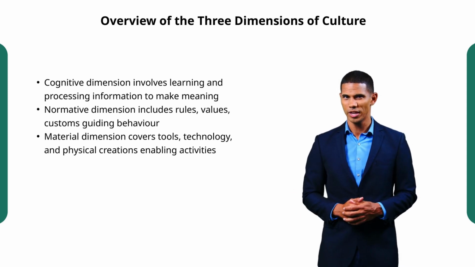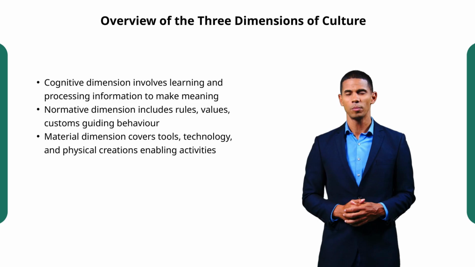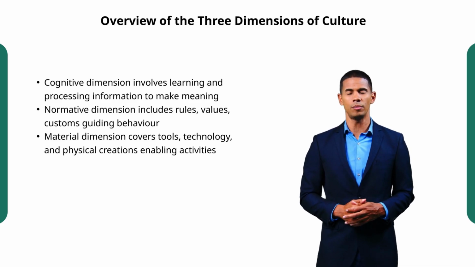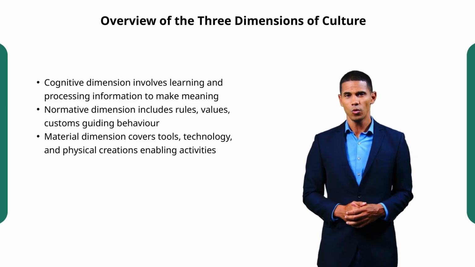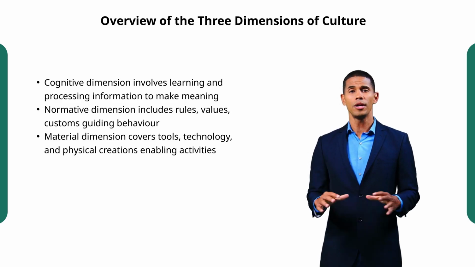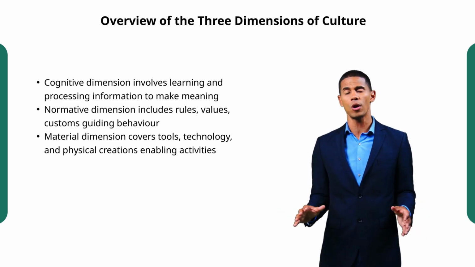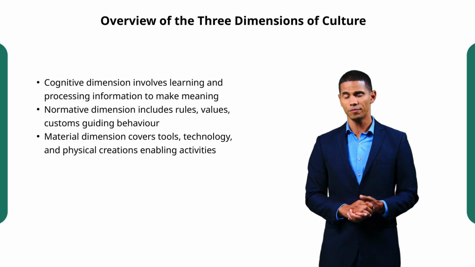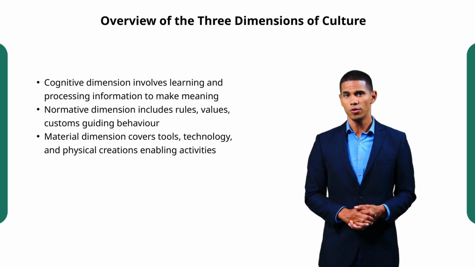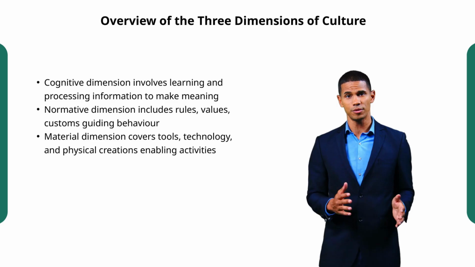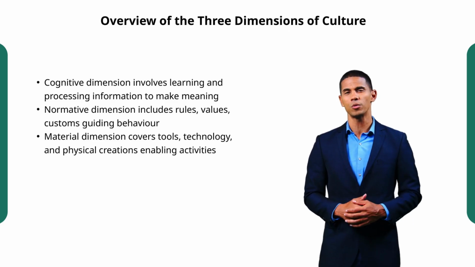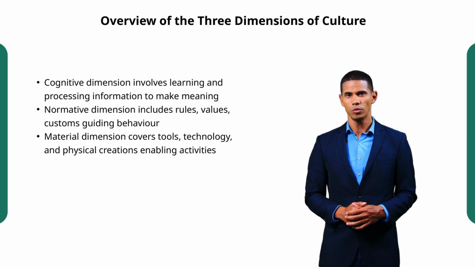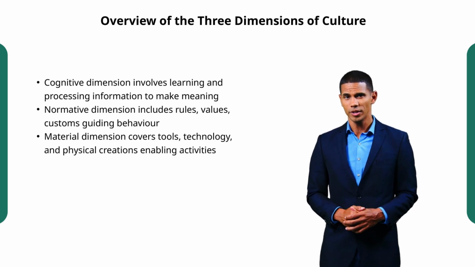Think about your own day and try to identify an example of each dimension in action. Ready? Pause for 20 seconds. Did you think of your mobile phone as material culture? Or maybe texting friends as a cognitive and material interaction? Excellent. These dimensions intertwine to create complex social experiences. Next, we will delve deeper into the cognitive aspects.